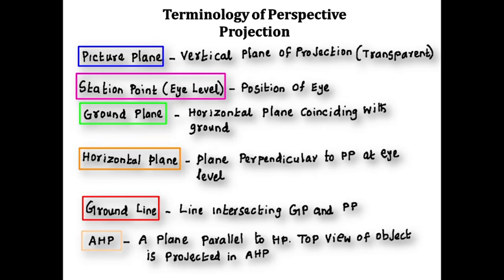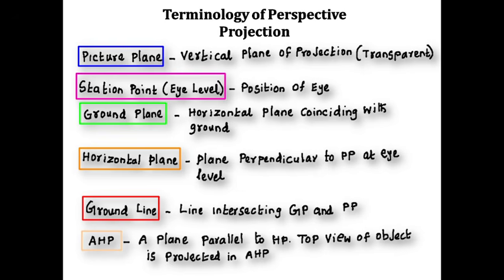The ground plane, GP, is the horizontal plane that coincides with the ground. It is the plane on which the object is assumed to rest. The horizontal plane, HP, is an imaginary plane passing through the eye level of the observer and is perpendicular to the picture plane. Its intersection with the picture plane forms the horizon line, which represents the observer's eye level. The ground line, GL, is the line of intersection between the ground plane and the picture plane. It serves as an important reference line in perspective construction.